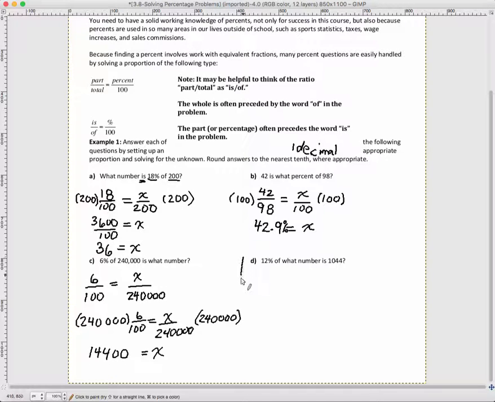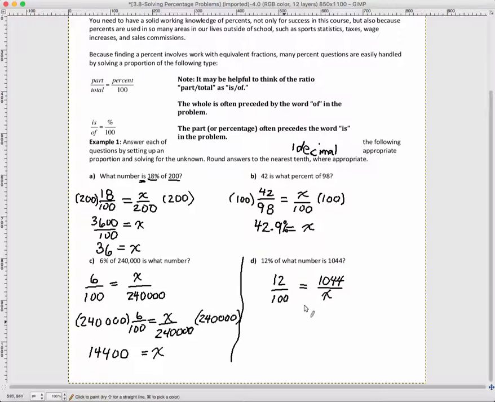All right, and the last problem here, if I want to find out what 12% of what number is 1,044. So I know that the part here is 1,044 because it is preceded by the word "is." So I know that 1,044 is the part, and I want 12% of what number? So that's what I'm looking for. I'm looking for the whole part there. Okay? So my left-hand side is just 12%, so 12 divided by 100.